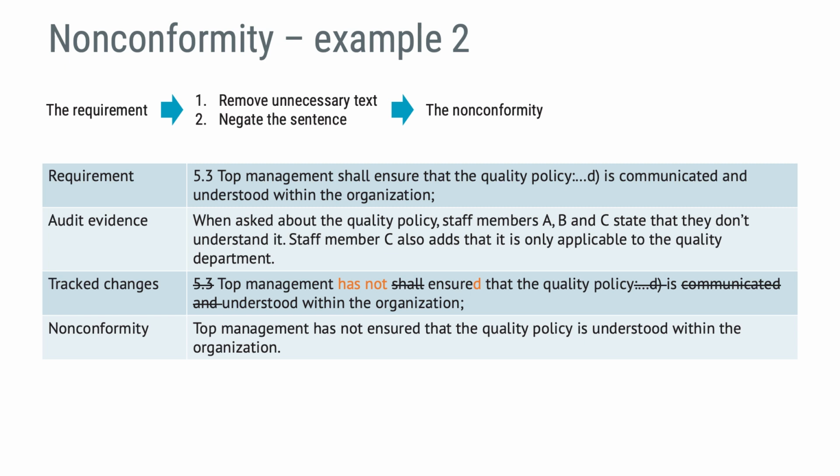What if you learned that management never communicates the quality policy? Well, then you can add or leave the communicated part in the nonconformity when you write it up. Now, the important thing is to not expand the nonconformity to comprise more aspects than you have evidence for. Remember, just because the staff doesn't understand, it doesn't mean management didn't communicate it. So keep it to the point.